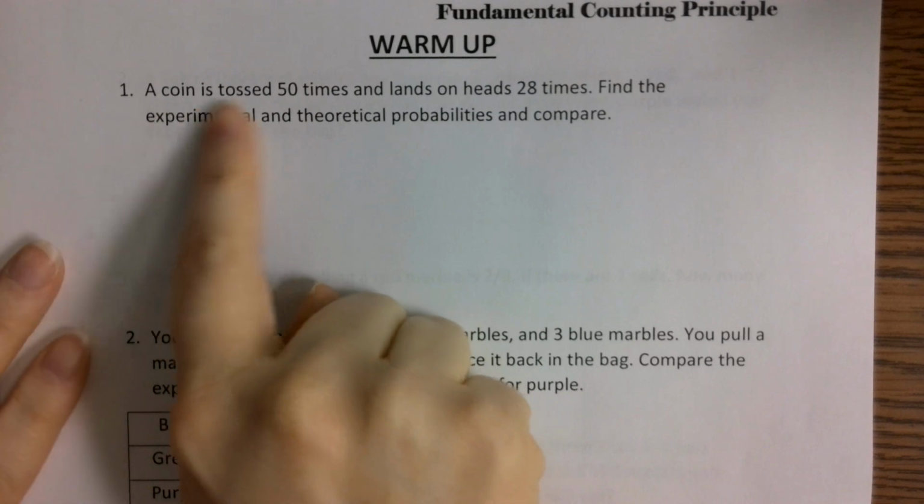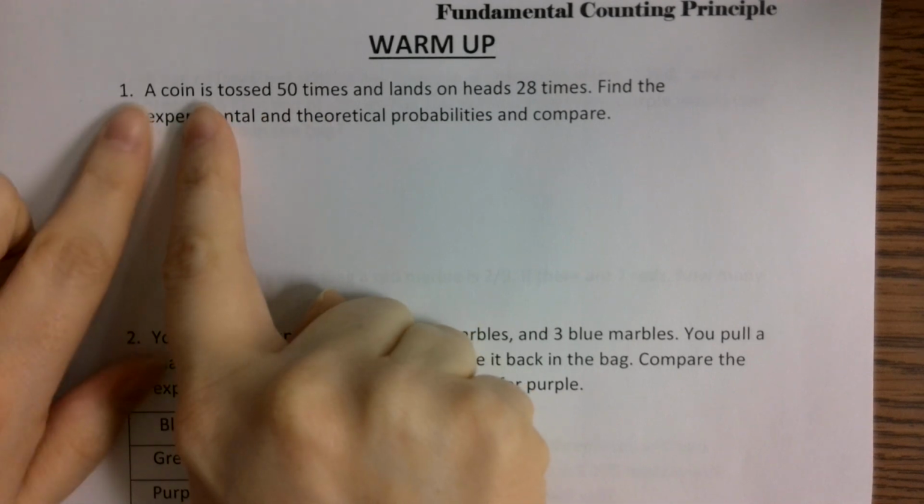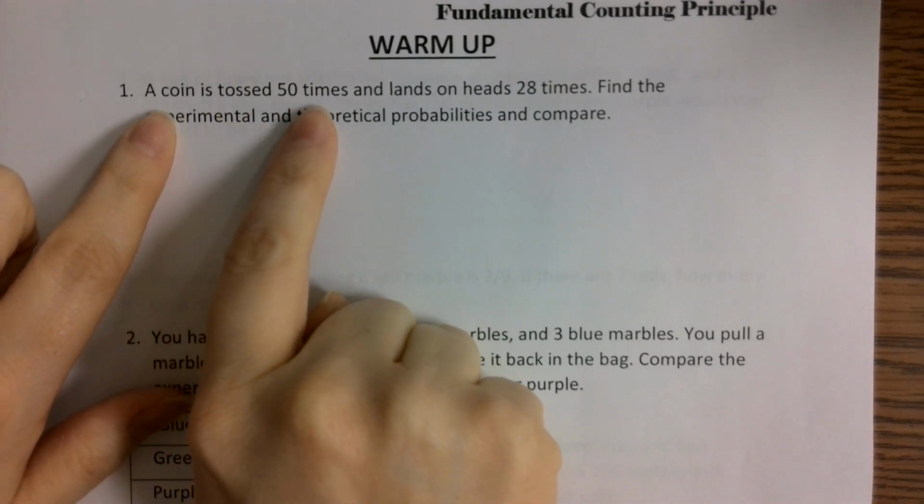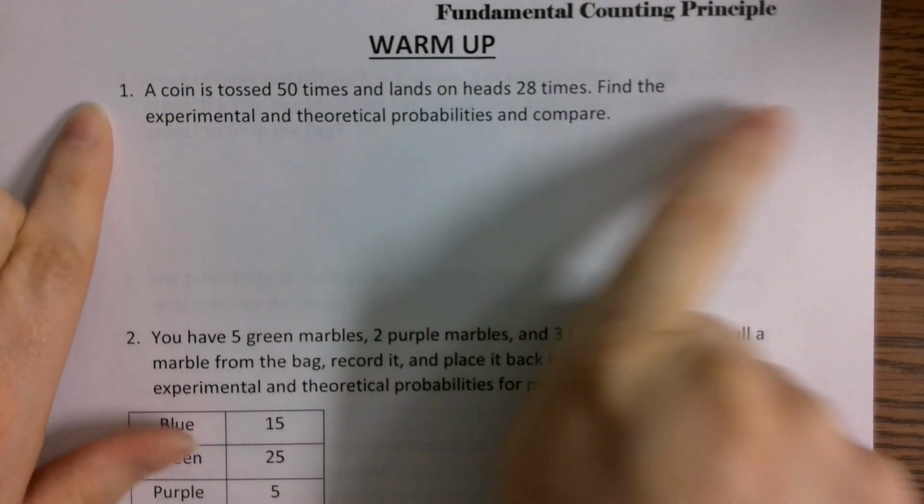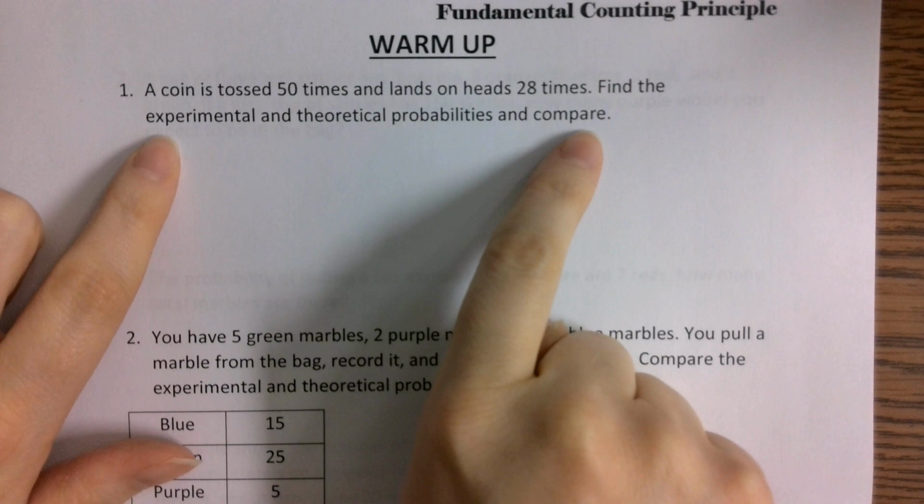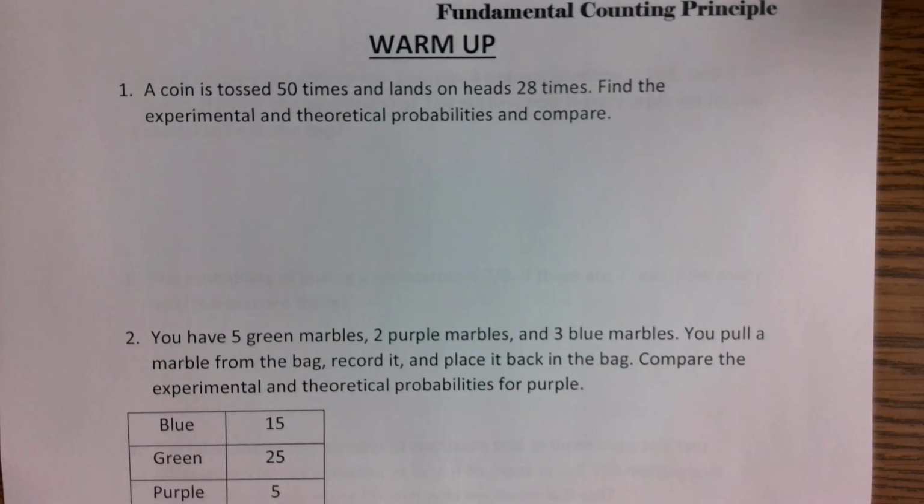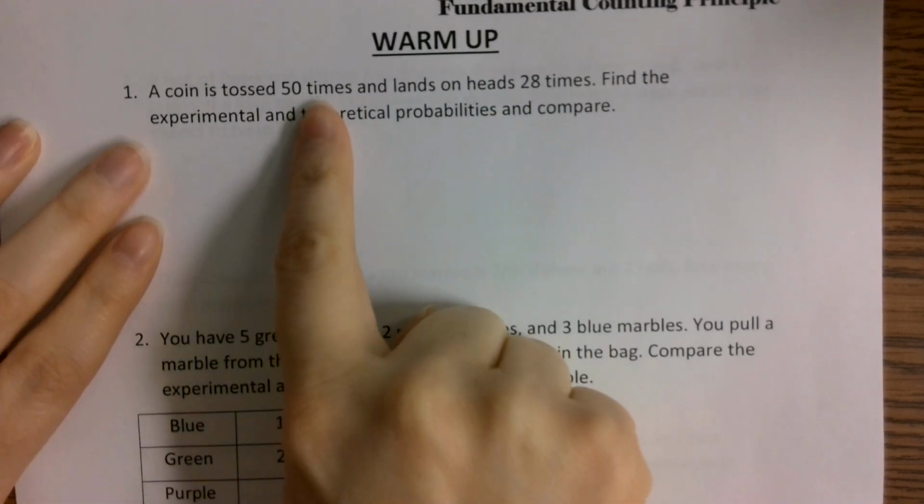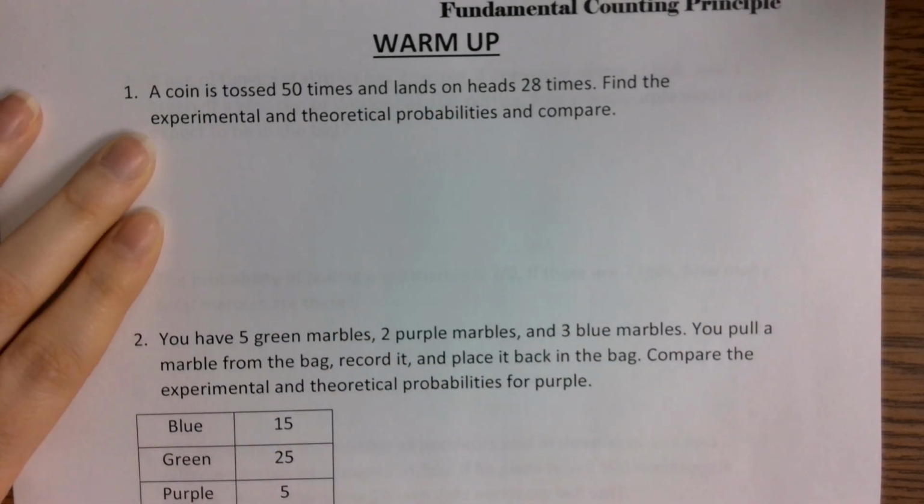So what we're doing is we're tossing a coin, so we know we have to deal with a coin. We tossed the coin 50 times and it landed on heads 28 times. We want to find the experimental and theoretical probabilities and compare them. Okay, so for problem number 1, we're going to talk about the theoretical probability first.